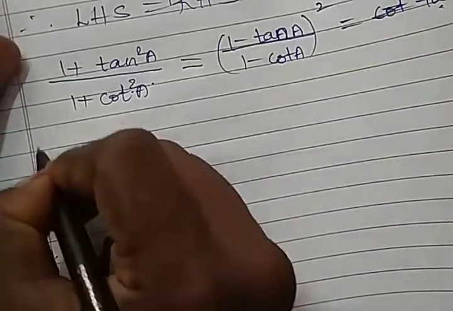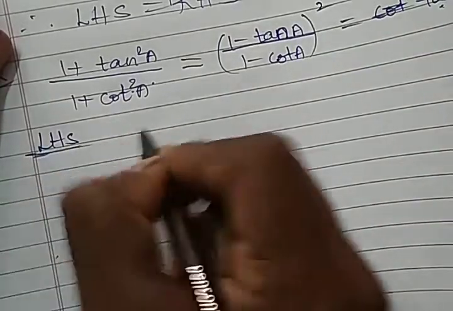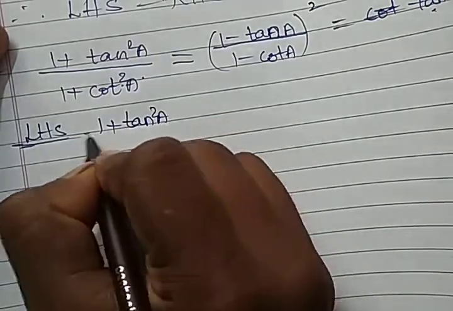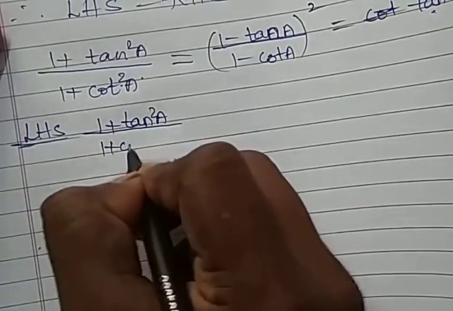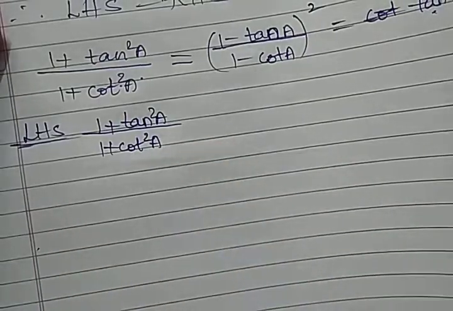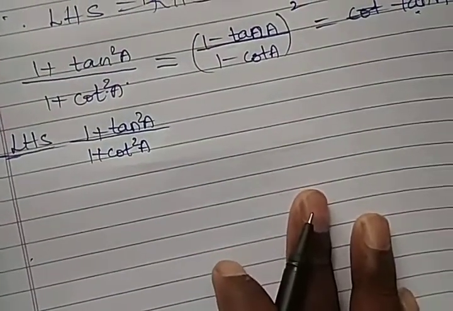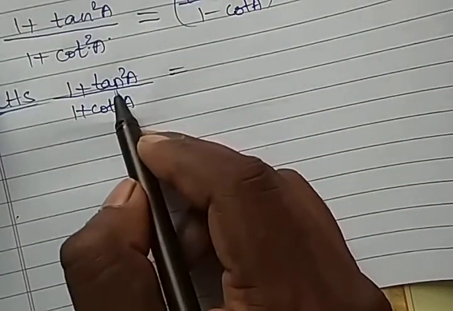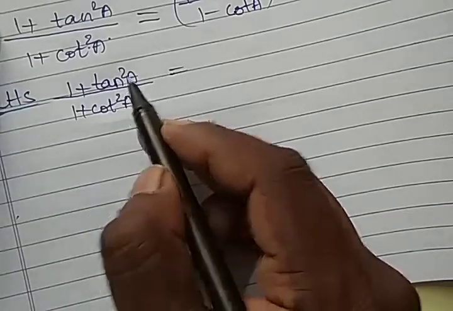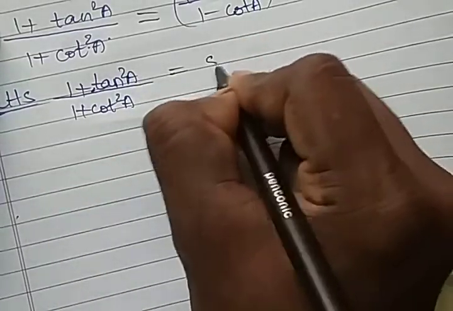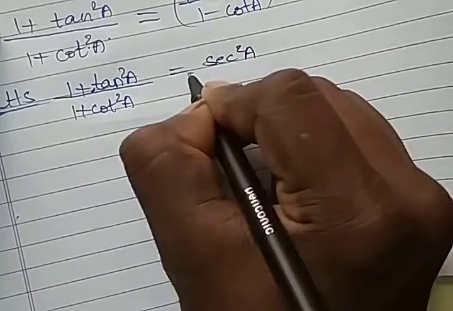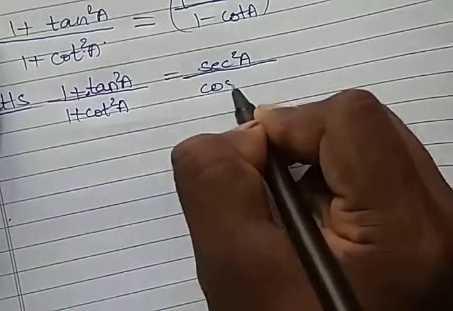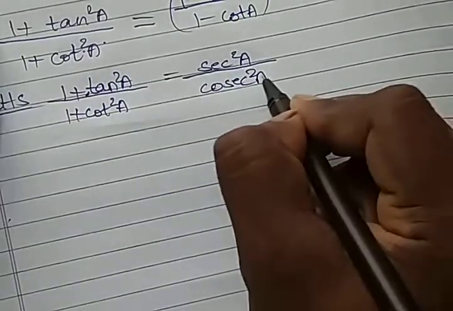So I'm going to take LHS value, 1 plus tan square a by 1 plus cot square a. ये हमने लिया है. After taking this, what we will do here? We will apply the identity. 1 plus tan square a is identity, right? 1 plus tan square a is equal to secant square a. So in this place we will write secant square a by 1 plus cot square a is cosecant square. So we'll write cosecant square A.